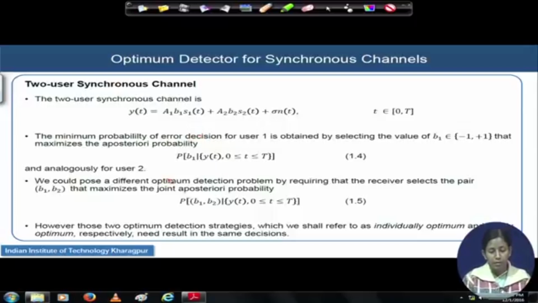But remember, this is done individually; this is the process which we call the minimum error probability approach. But there is another approach where we do not look into B1 only or B2 only, rather we prefer to go ahead with a joint a posteriori probability. It is not an individual a posteriori probability given by 1.4, rather we select a pair of B1 and B2 in such a way that the joint a posteriori probability, meaning the probability of B1 comma B2 given the signal received over the duration of 0 to capital T, is maximized.